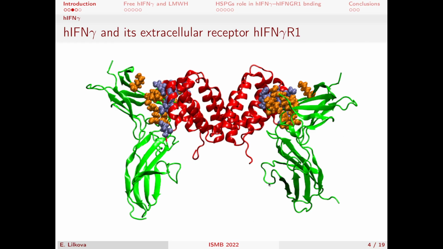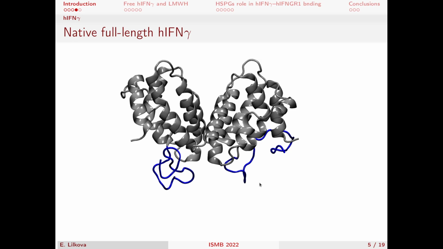This is the crystallographic signaling complex, but it lacks the positions for the highly flexible and positively charged C-terminal tails of interferon gamma, which are known to drastically change the binding affinity of interferon gamma to its cell surface receptor. So we modeled their structure, we reconstructed them and folded them using long-scale molecular dynamics simulations. They are shown here in blue, and this is the input structure that we used for interferon gamma in our studies.